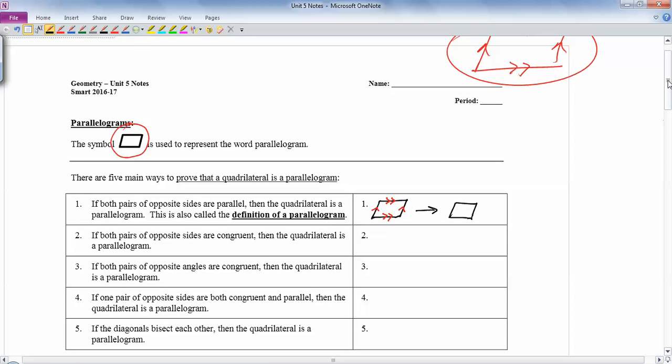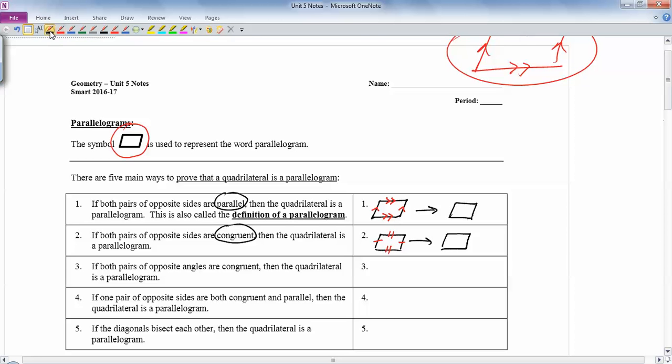Another way would be, now the number 1 and number 2 are almost exactly the same, except that the words change from parallel to congruent. So this one, instead of parallel arrows, I'm going to use congruent tick marks. So the left and the right side are the same, congruent, and then the top and the bottom are the same. They're congruent.